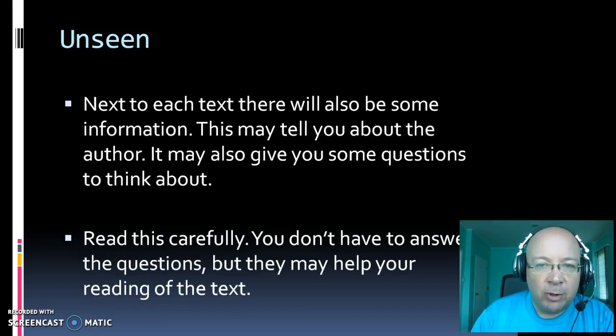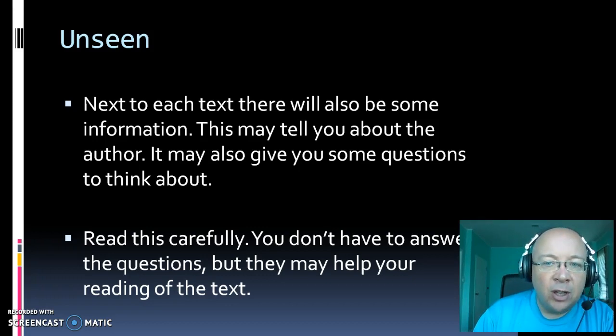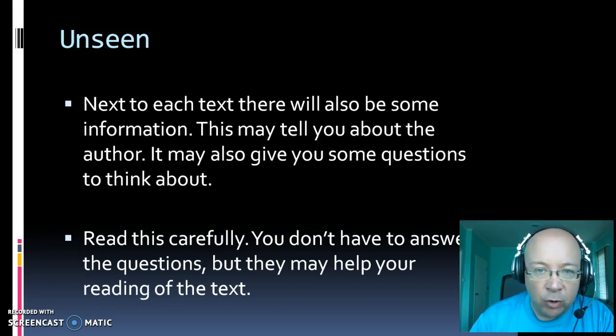Next to each of the texts there's going to be some information. These are called guiding questions. Generally it will give you some background about the poem or the prose. If the question says, how does the writer create sympathy for this character, then obviously there's a clue in the question that the character is supposed to be seen sympathetically. So that gives you a little bit of early focus. So read the questions carefully. You don't have to specifically answer each point, but they will help your reading of the text, and you should attempt to answer the main question.